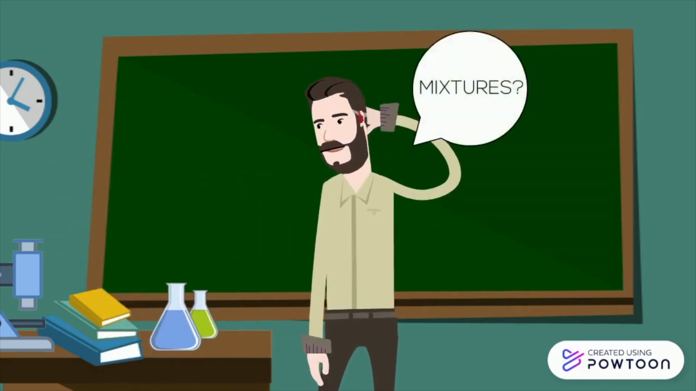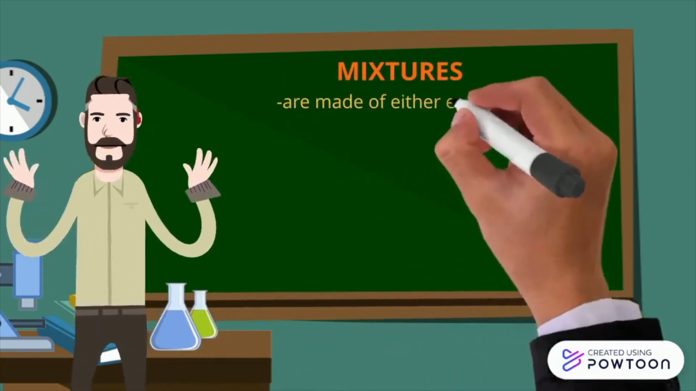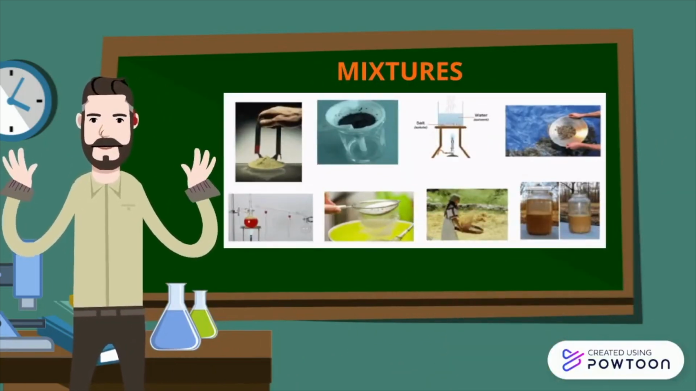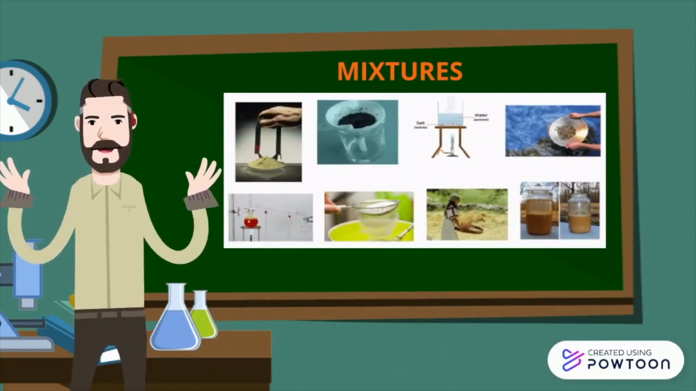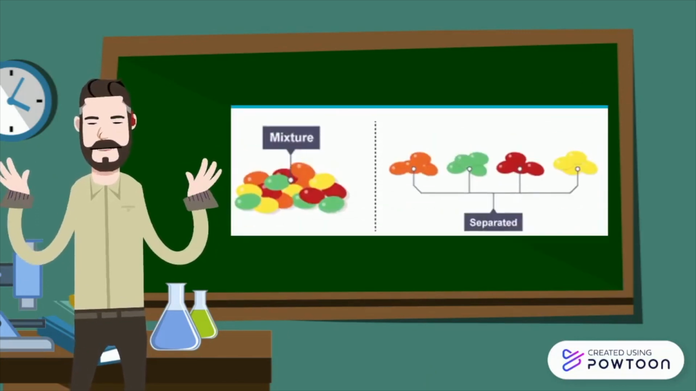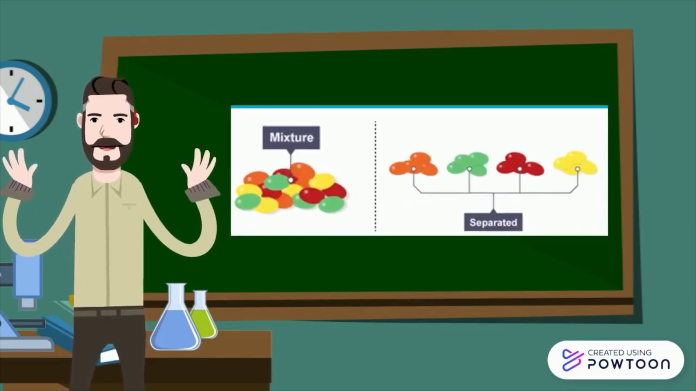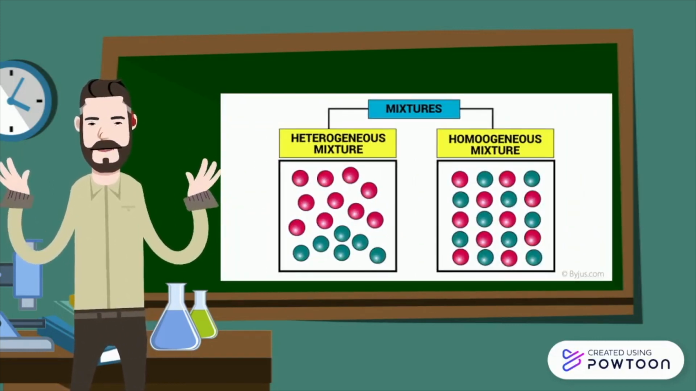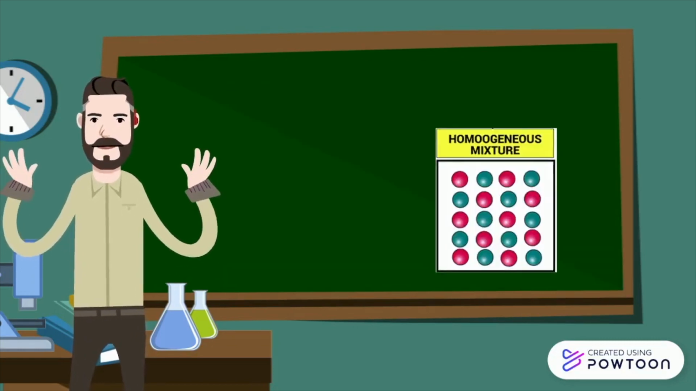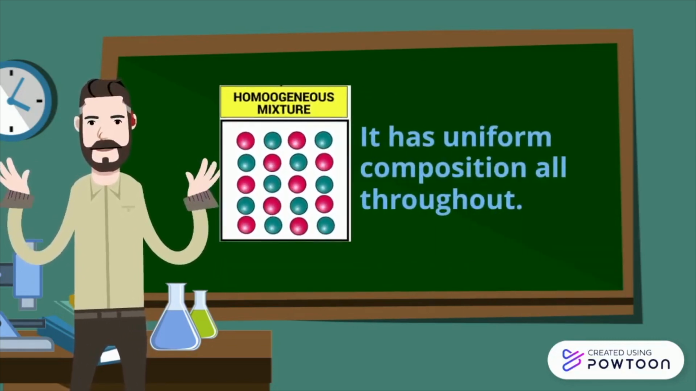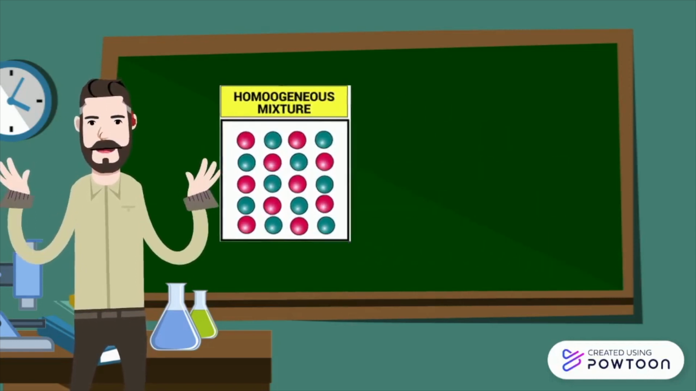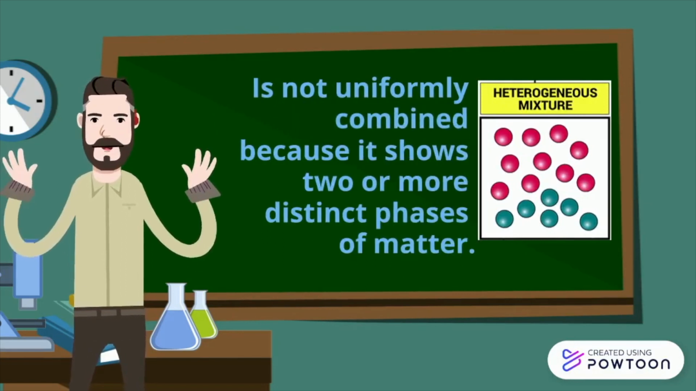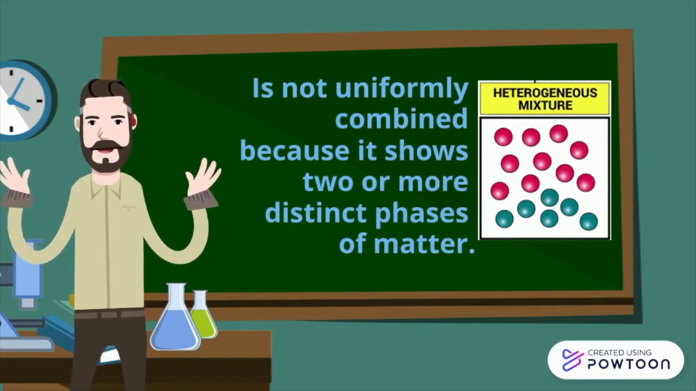What are mixtures again? Mixtures are made up of either elements or compounds that are physically combined. Thus, the components of mixture can be separated physically as well. Mixture can be classified according to how they are combined. It's either homogeneous mixture or heterogeneous mixture. A homogeneous mixture has uniform composition all throughout, whereas a heterogeneous mixture is not uniformly combined because it shows two or more distinct phases of matter.